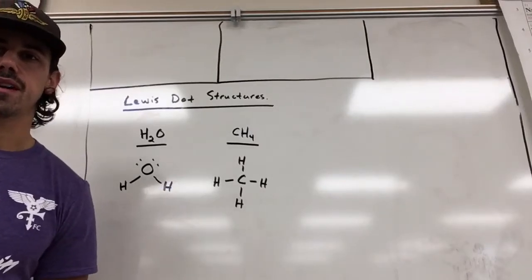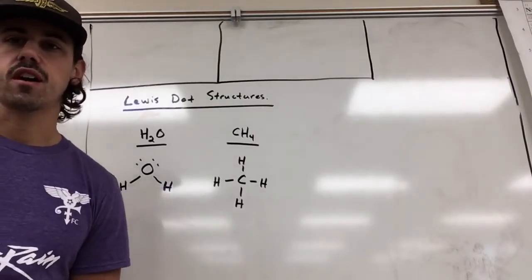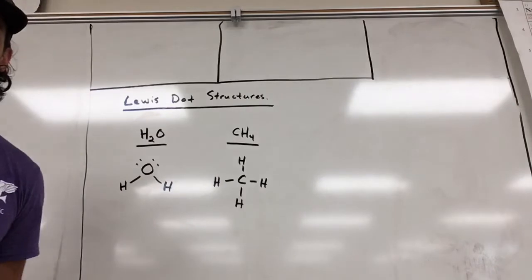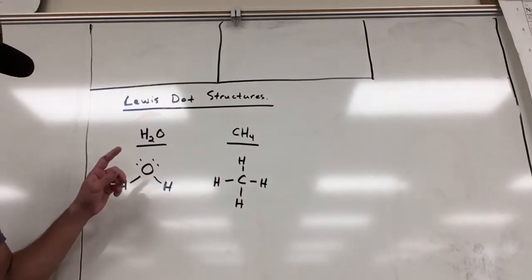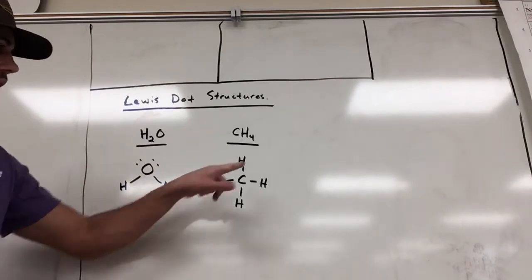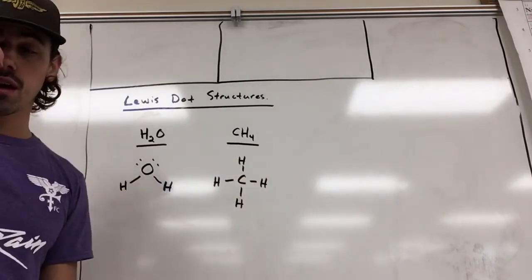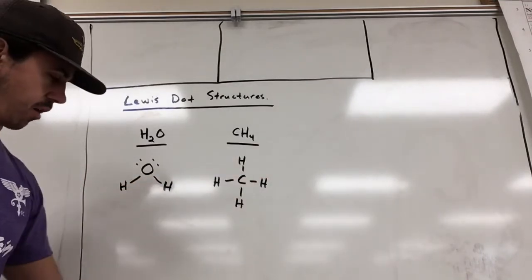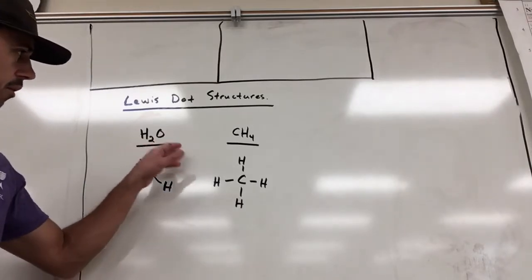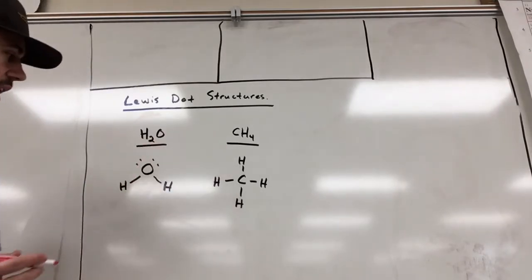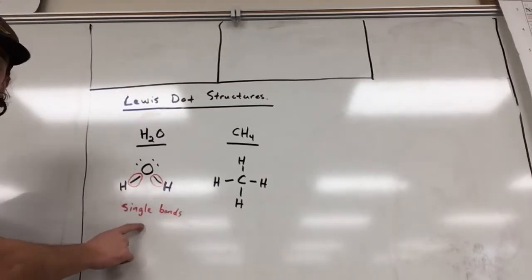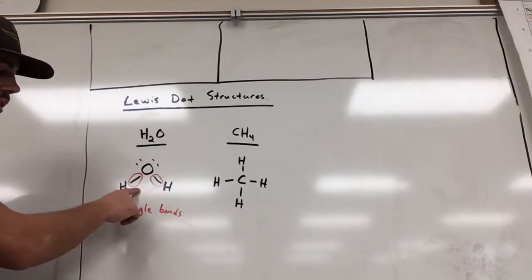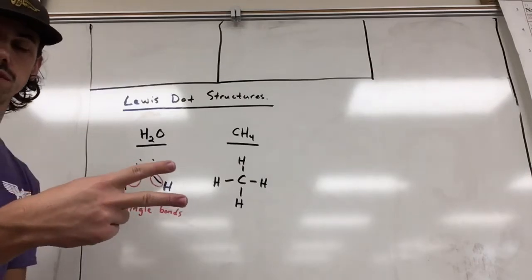Okay, what's up guys? Yesterday we talked about using Lewis dot structures to represent different molecular compounds. So the examples that we had were H2O or water and CH4 or methane. One of the things that we need to look at here is that in both of these examples we were looking at single bonds. So these bonds here are considered single bonds because each bond only contains 2 electrons.